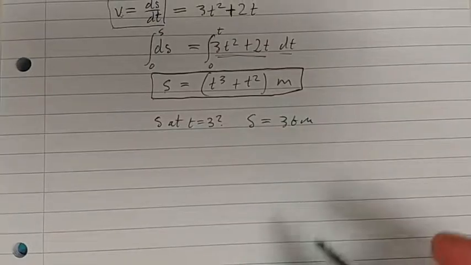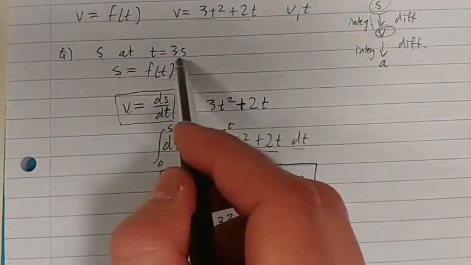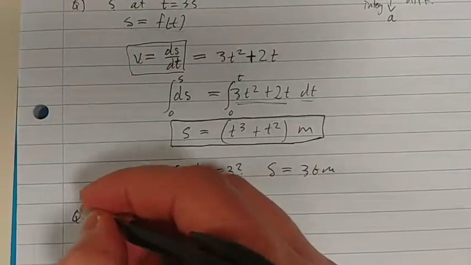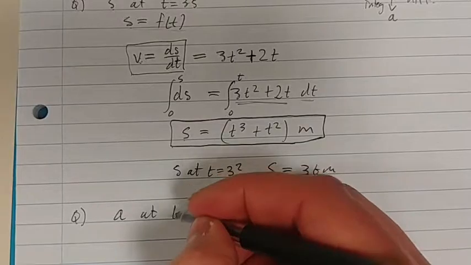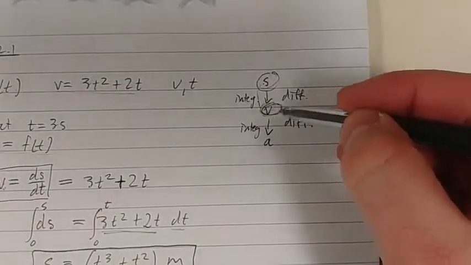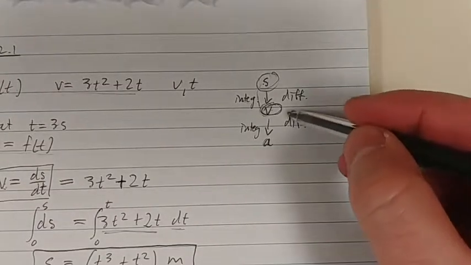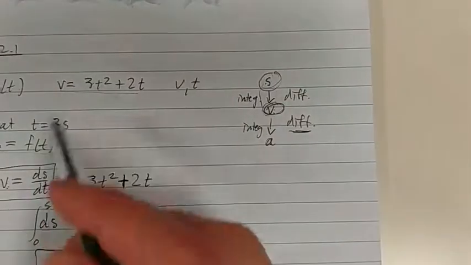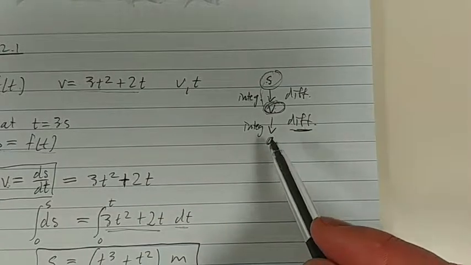So that was the first one, getting position as a function of time and solving for it at a specific time. The second one is acceleration. What is the acceleration at t equals 3 seconds? Again, we started with velocity and we want to get to acceleration. We need to differentiate our velocity equation to get our acceleration equation.